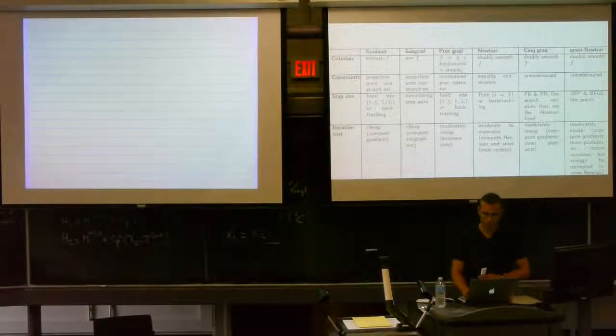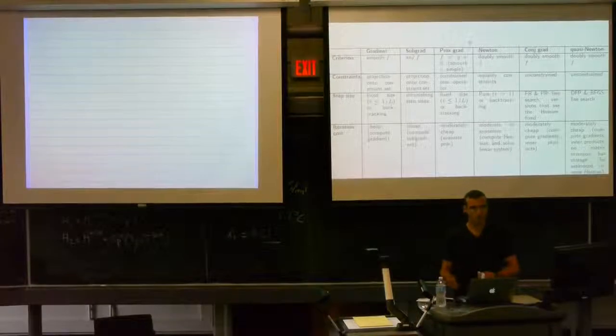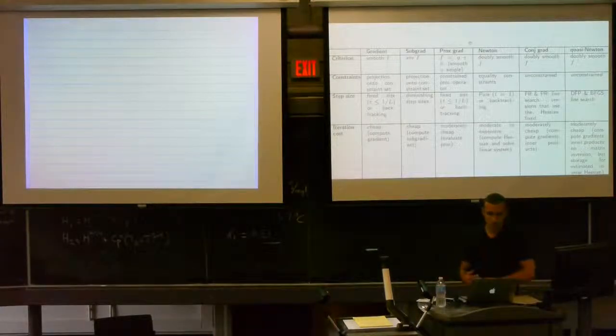For proximal gradient, or generalized gradient descent, we have a smooth plus a simple function. The simple function could be non-smooth. For Newton, it's doubly smooth, so we need 2 derivatives of that function. The same is true for conjugate gradient and for quasi-Newton, like BFGS and the, was it DFP? Is that the DFP method?